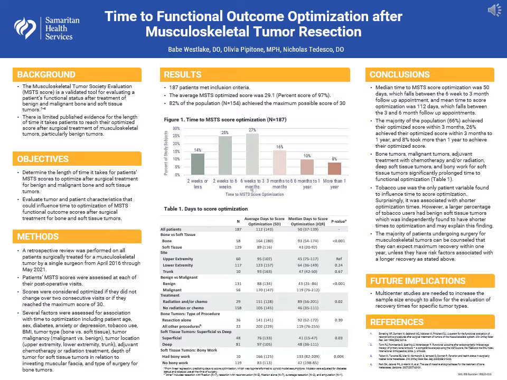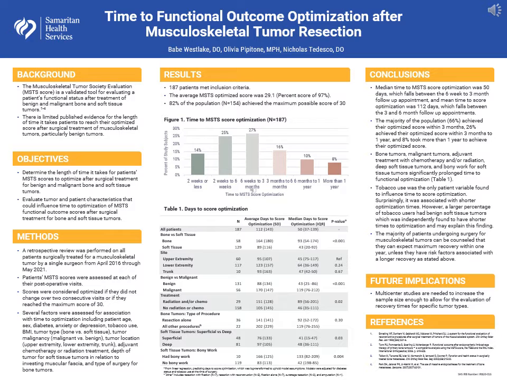This was a retrospective review performed on all patients surgically treated for a musculoskeletal tumor by a single surgeon from April 2016 through May 2021. MSTS scores were assessed at each of their postoperative visits. A score was not considered optimized until they had the same score over 2 consecutive visits, or if the patient reached the maximal score of 30. We looked at several factors that may be associated with time to their score optimization.